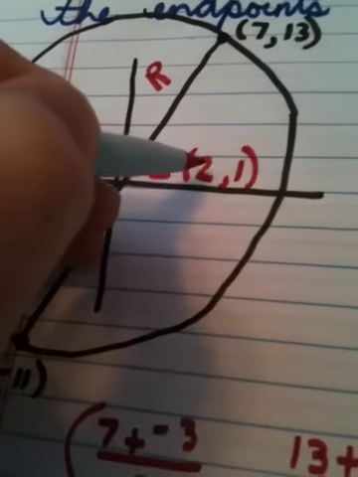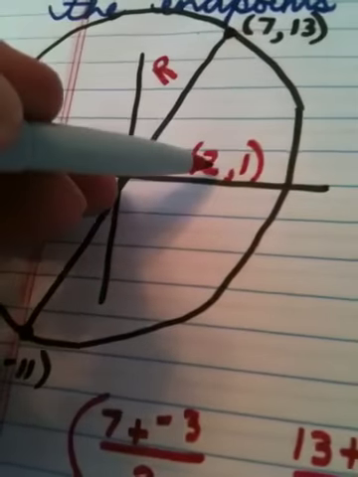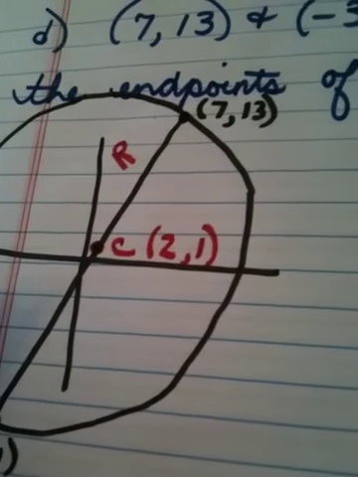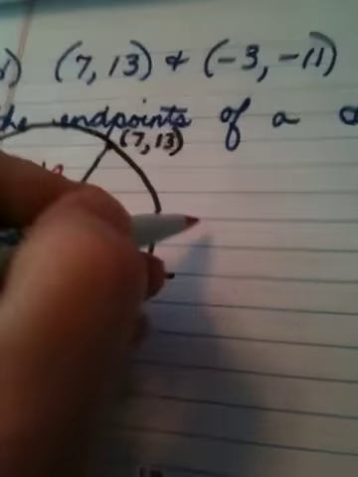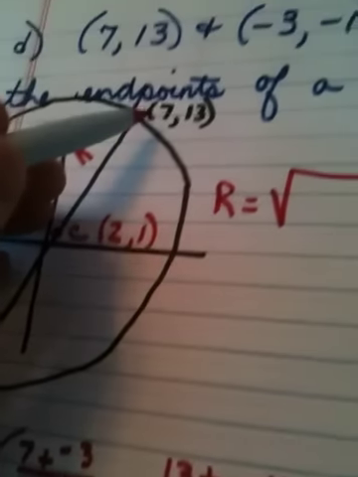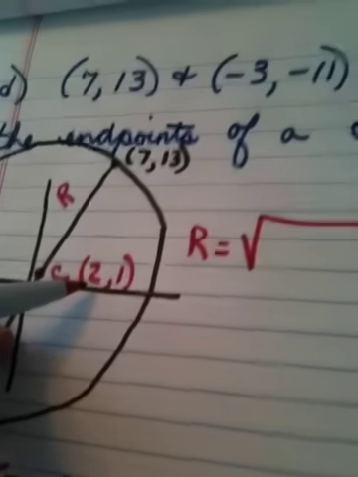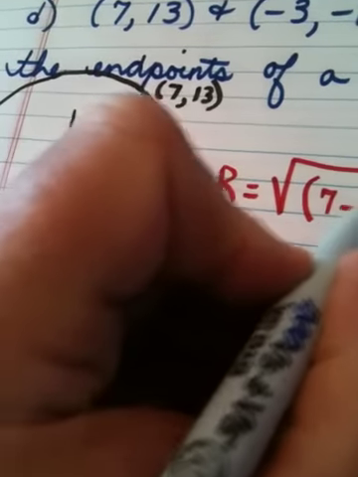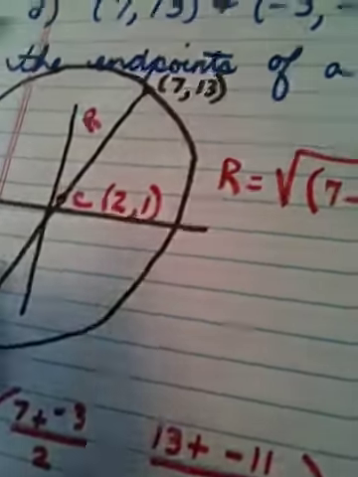So let's look at my picture. If I want to find r, it is the distance between these 2 points. It's the distance between 7, 13 and 2, 1, right? Well, how do I find distance? I apply the distance formula. So to find r, I am going to use the distance formula with these 2 points, 7, 13 and 2, 1. And you know the distance formula. You subtract the x values, so that would be 7 minus 2, and you square it.